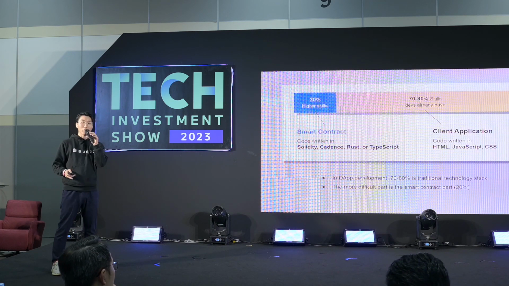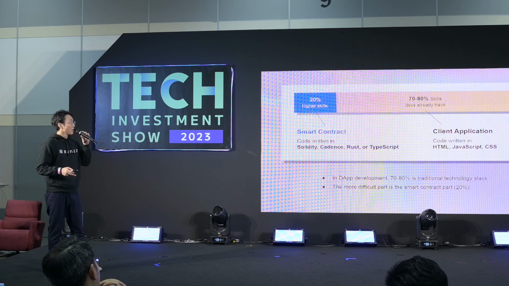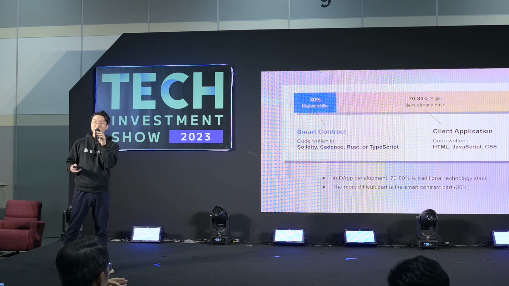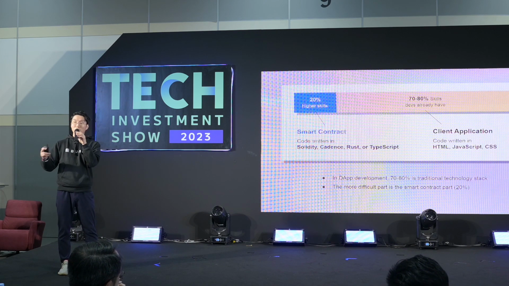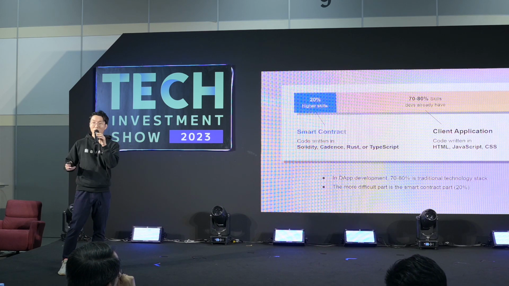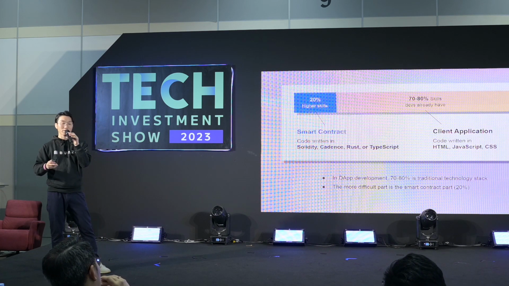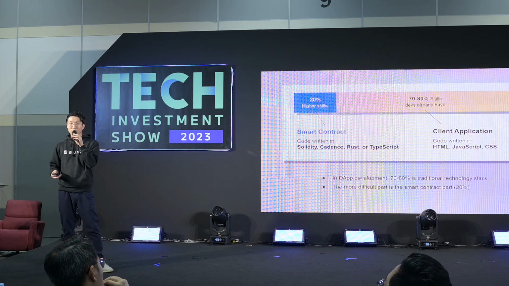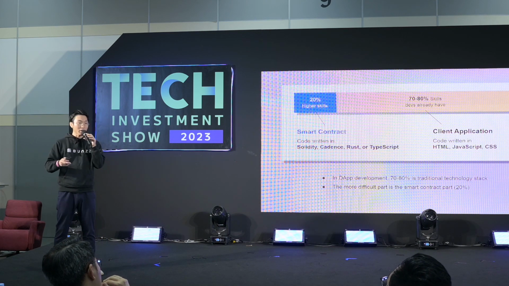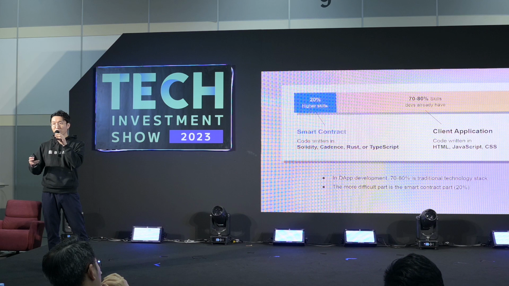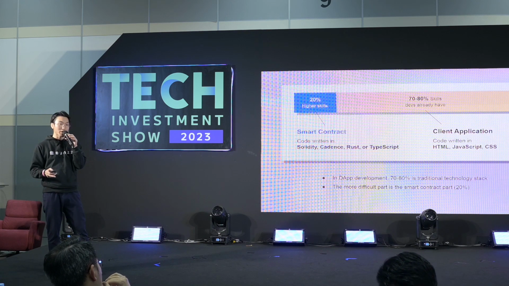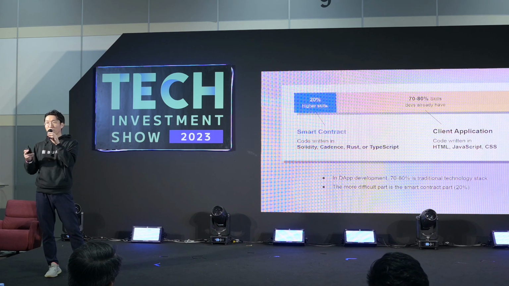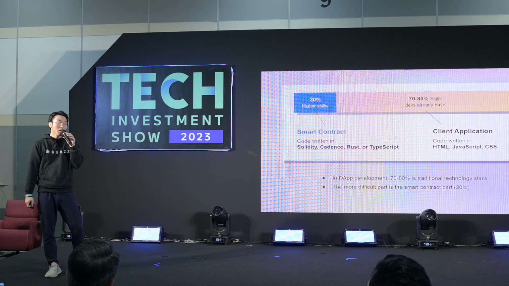So let's see the ratio of each technical language. Actually, 70% to 80% is traditional technical languages. For example, HTML, JavaScript, and CSS, and so on are used in Web3 space as well. And the ratio of smart contract is only 20%. But the developers who can complete the app development process are only 1%. Because developing smart contracts is very complicated and very difficult.